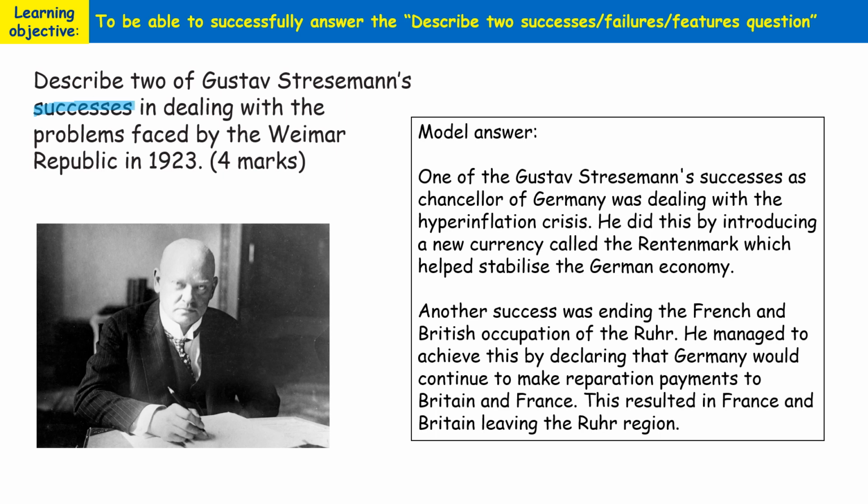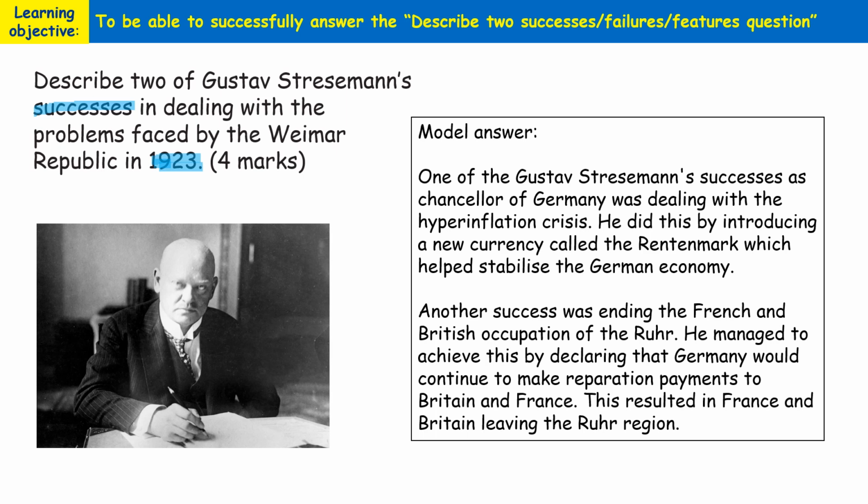Another key point for this type of question is that you can be given a certain date or a certain period of time that you need to write about. In this case, you're given the year 1923. So you should be looking to write about Stresemann's successes only in 1923, not any other years. You need to be able to show good knowledge and understanding when you're writing your answer to this type of question. Let's see if we do that in our model answer.